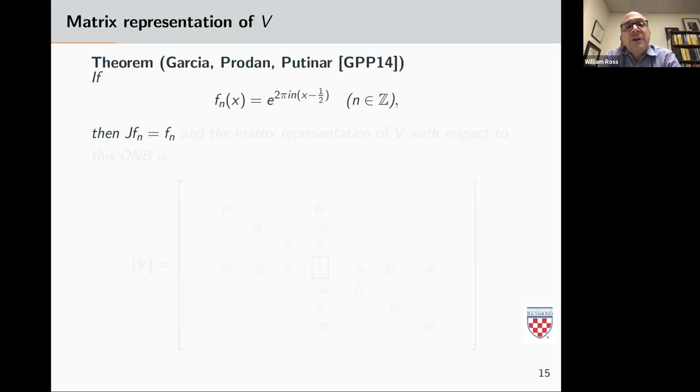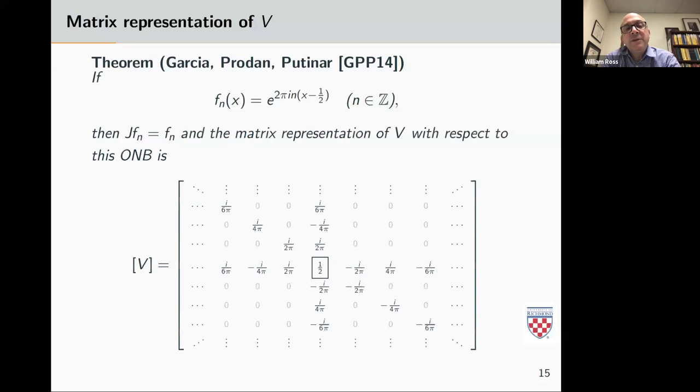So let's look at these functions fn. A little bit of thought will show this is actually an orthonormal basis for L2[0,1]. Also, if you work with J, you can actually see that J fn is equal to fn. So this is what's known as a J-real basis. We think of the real numbers as the ones that are fixed by complex conjugation, so we think of the fn as a J-real basis since they're fixed by this conjugation operator J.